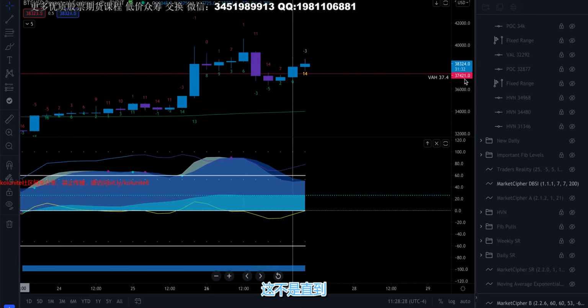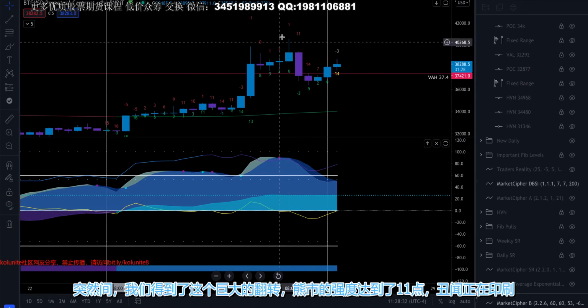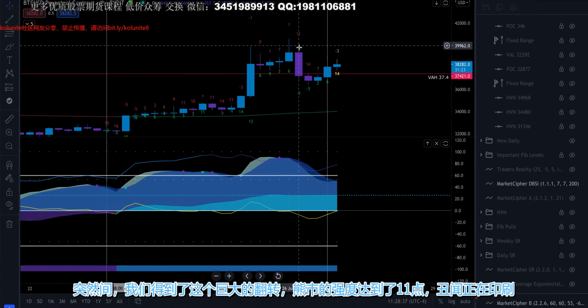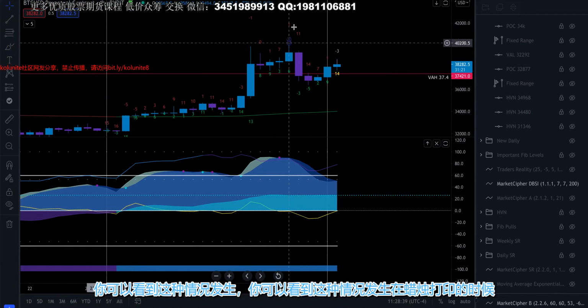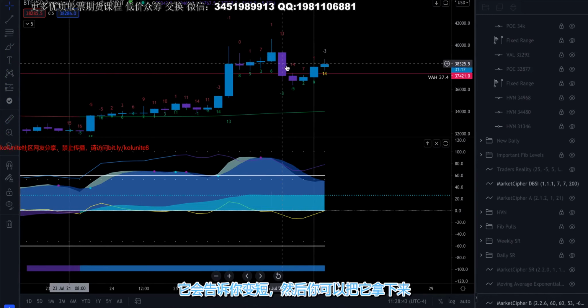It's not until we see that all of a sudden we get this massive flip where the bearish strength comes to 11, okay? And as this candle was printing, you could see that happening. It would tell you to get short, and then you could take that down.